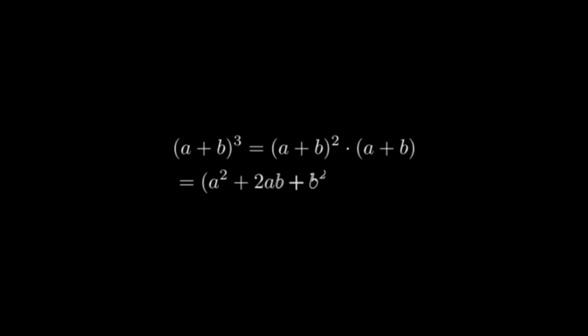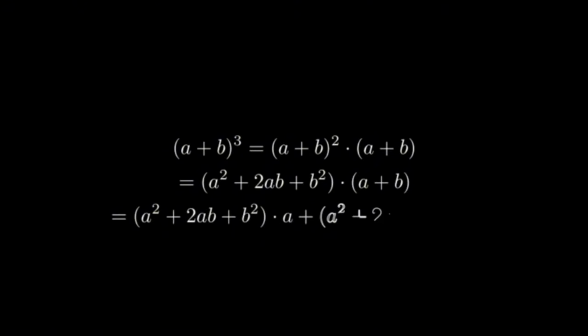Let's continue our expansion of the expression a plus b cubed by using the distributive property. We'll apply a systematic approach to multiply these terms correctly. We already know from our previous work that a plus b squared equals a squared plus 2ab plus b squared. Let's substitute this expression into our equation. Now we need to apply the distributive property. This means we multiply each term inside the first parentheses by every term in the second parentheses. We can rewrite this as multiplying the entire first expression by a plus multiplying the entire first expression by b.